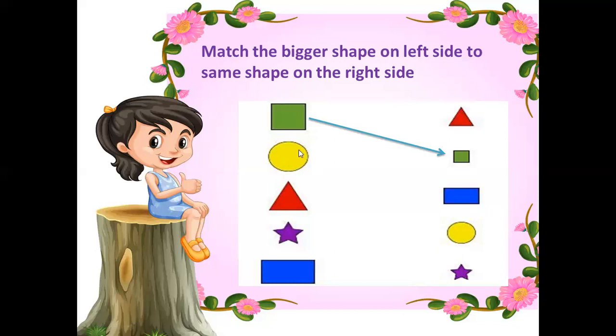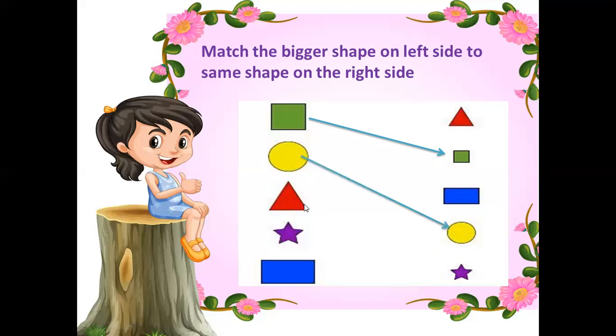Now look here, there is a shape of circle. Now first of all, find out on this side the circle. This one is circle. This one is circle. So this one is the big one and this one is the small one. This circle is yellow and this one is also yellow. They are the same, but they are different inside. Match it. Well done, like this.